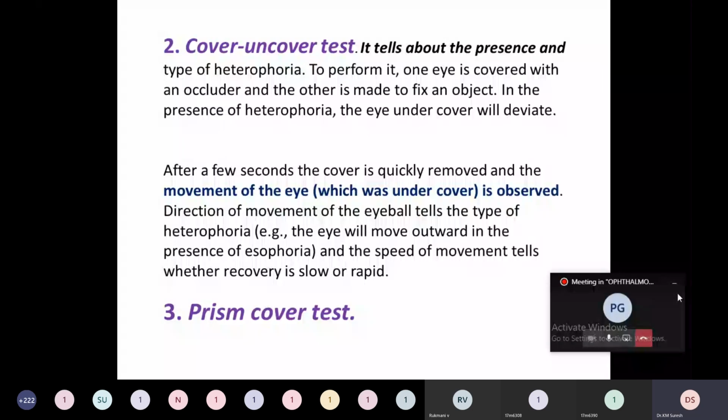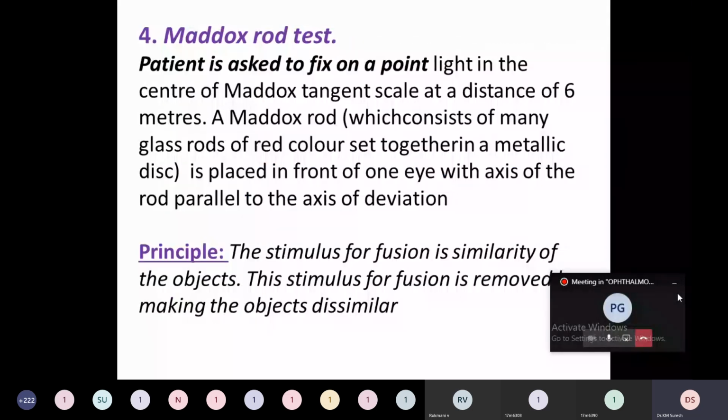After a few seconds, the cover is quickly removed and the movement of the eye, which was under the cover, is observed. Direction of the movement of the eyeball tells the type of heterophoria. For example, eye will move outward in the presence of esophoria, and the speed of movement tells whether recovery is slow or rapid. Then you have one more test by name, prism cover test. If you know only the name of the test, that is more than enough. The details of which you may not know unless you are really interested in knowing.